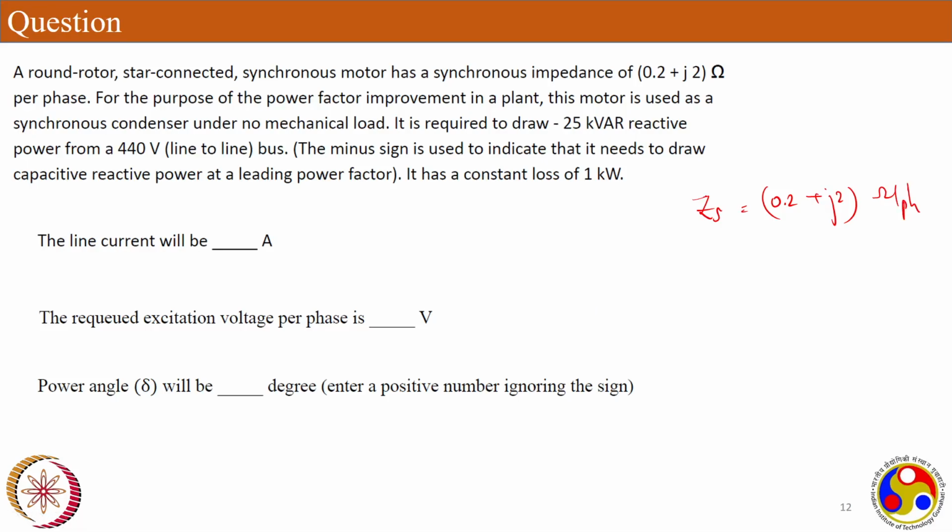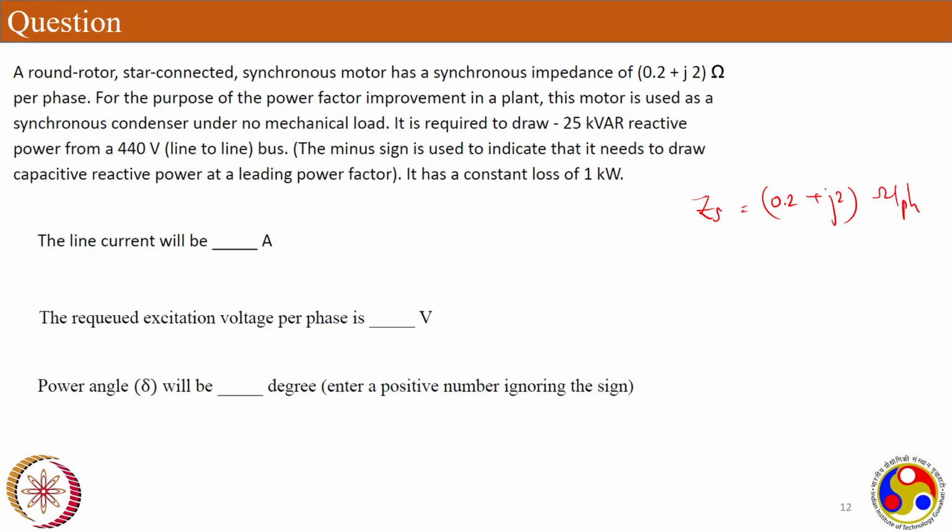And for the purpose of power factor improvement, there is a plant existing there. They want to improve the power factor of that particular plant. So this motor is used as a synchronous condenser under no mechanical load. It is not delivering to any mechanical load, but the sole purpose of the condenser they are using here is only to improve the power factor of the plant. Now we know the application of the synchronous condenser here.